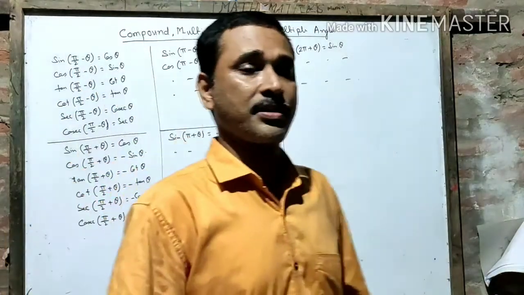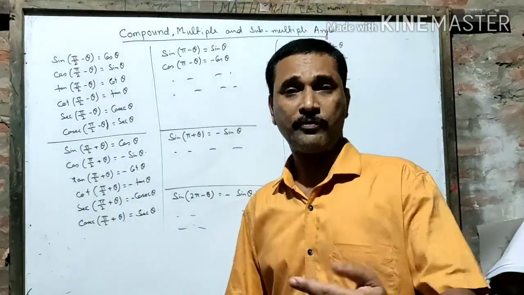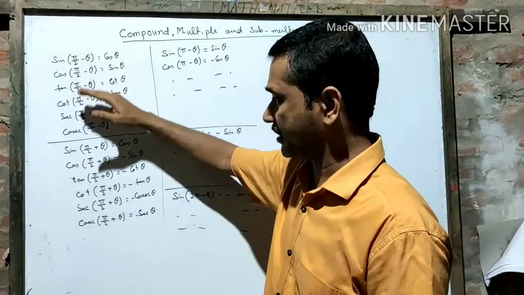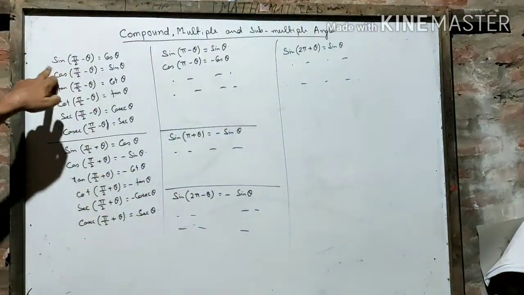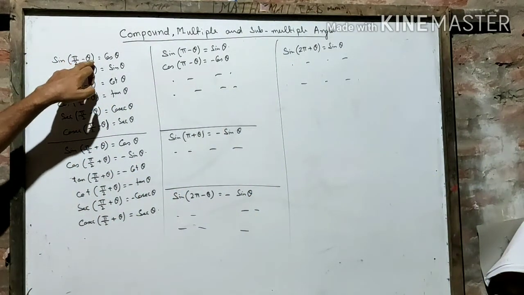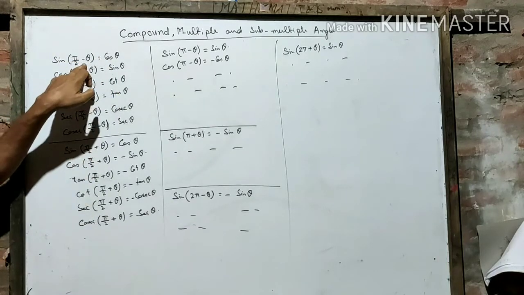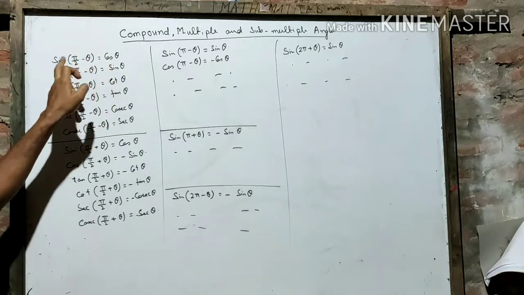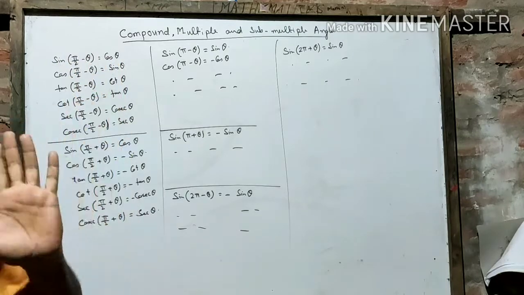So dear students, in our last video we discussed the ASTC rule and the rule of associated angles. Regarding that, you may remember this formula also. These are also very important formulae. Sine of pi by 2 minus theta is equal to cos theta. Pi by 2 means 90 degrees. It's an odd multiple of 90, so there will be a change in the trigonometric ratio. Sine is changed to cos. So for pi by 2 minus theta, there is a change.